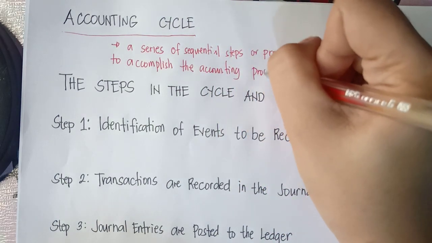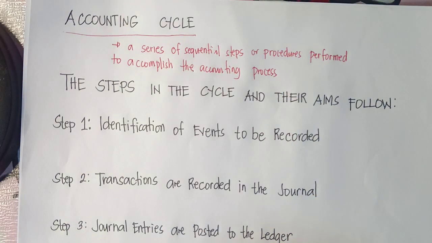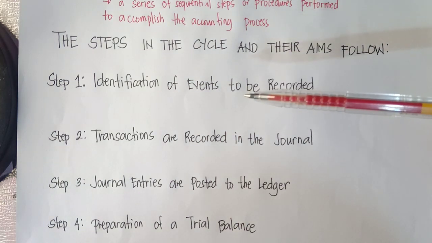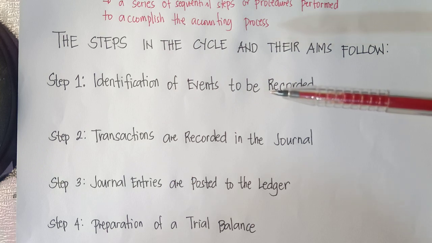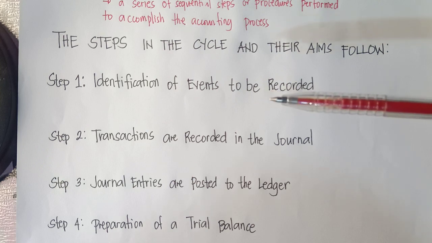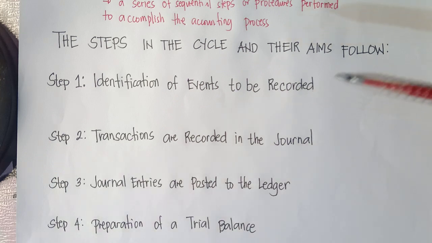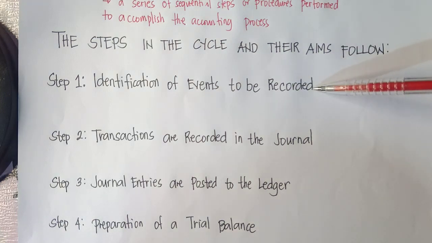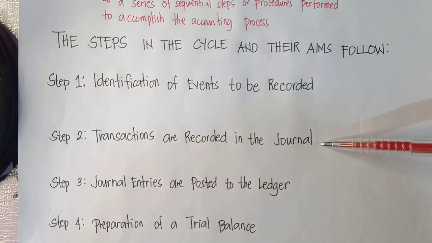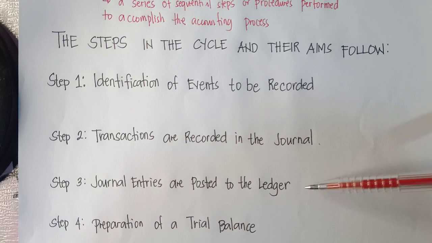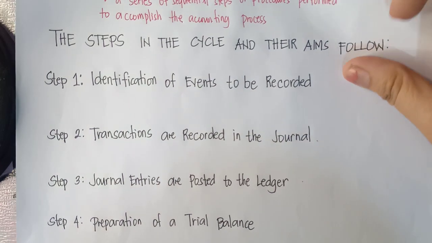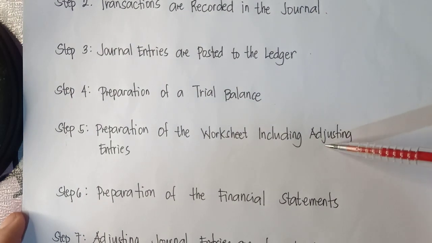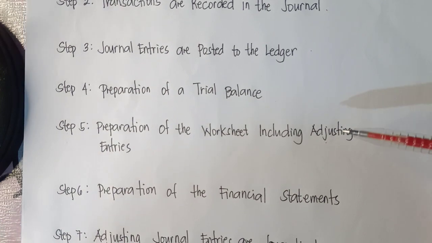Okay, so here we have the steps in the accounting cycle. We have to follow these steps, class, from identification of events up to the reversing journal entries. The first step in the accounting cycle, step 1, is identification of events to be recorded. Second step is transactions are recorded in the journal. Third, journal entries are posted to the ledger. Step 4, preparation of a trial balance. Step 5, preparation of the worksheet, including adjusting entries.